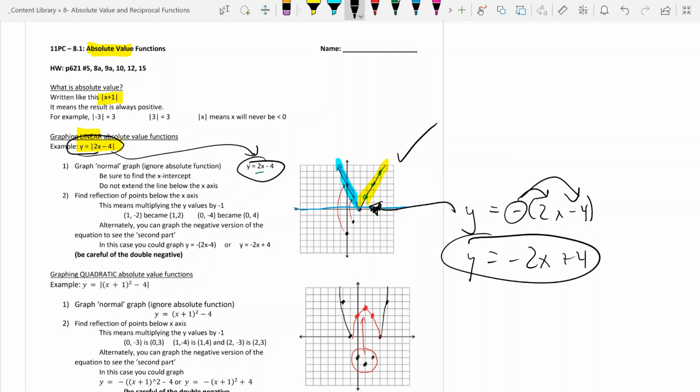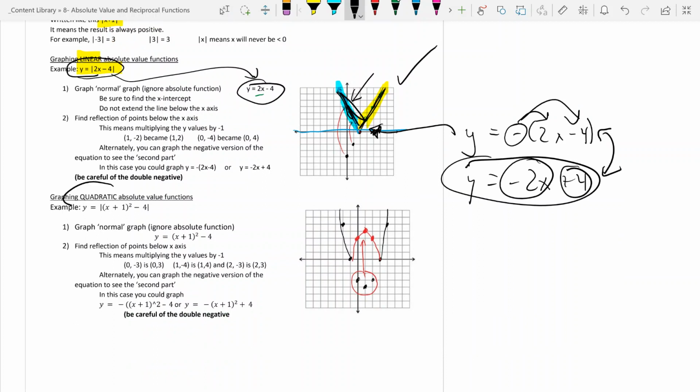Y equals negative 2x plus 4, which when you think about it, you start at the 4 on the axis, that's where we were, and the slope is negative 2, and this goes down by 2. It makes sense, that's what it is. So it's kind of like two equations in one. One is the normal part, and one is the reflected part after the bounce. So when we do quadratic equations, it's going to work the exact same way.